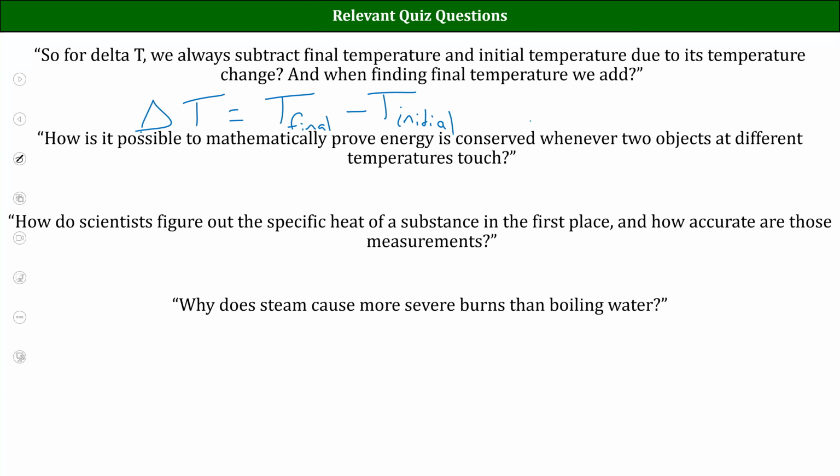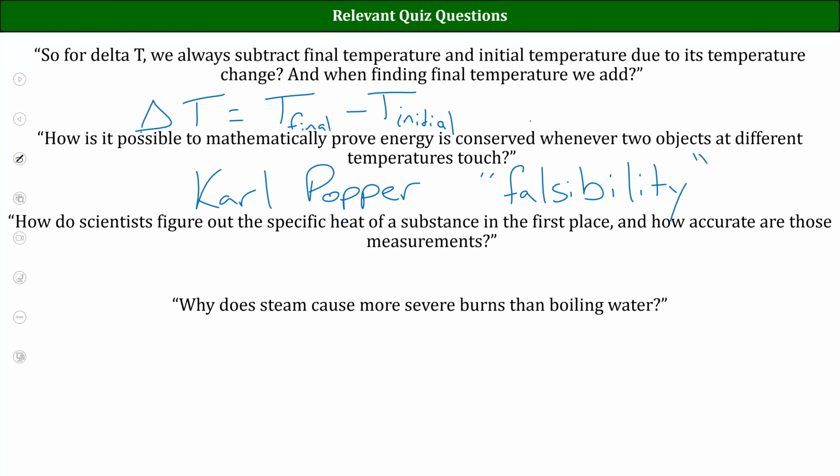If you want more reading on that, the modern scientific method was best written out by a guy named Karl Popper. He came up with the idea that we don't prove things. A good scientific theory should be falsifiable.